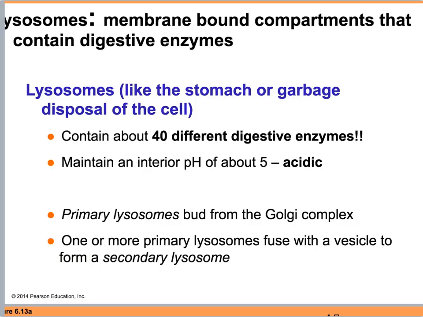All right, another structure or organelle inside the cell is referred to as a lysosome. Lysosomes are membrane-bound compartments that are sort of like the garbage disposals or the stomachs of the cell. They have digestive enzymes inside these membrane-bound compartments, and they allow the cell to digest either things inside the cell that they don't need anymore or particles that they've brought in from outside the cell. The inside of a lysosome has lots of different digestive enzymes, about 40 different enzymes, and the pH is quite acidic, and it allows the enzymes to work under those conditions.